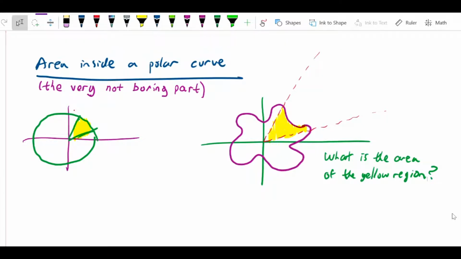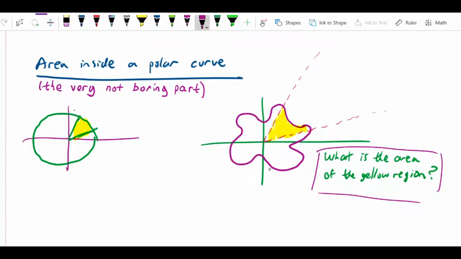So we turn now to area inside a polar curve. And as far as calculus of polar curves goes, as opposed to the arc length problem, this is the very not boring part. This is the part that I think is actually much more interesting than arc length. So the question, and I've written it over here, is what is the area of the yellow region?